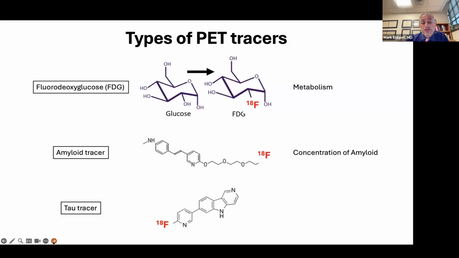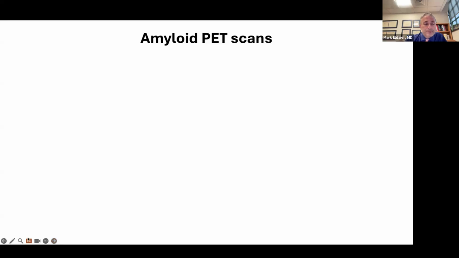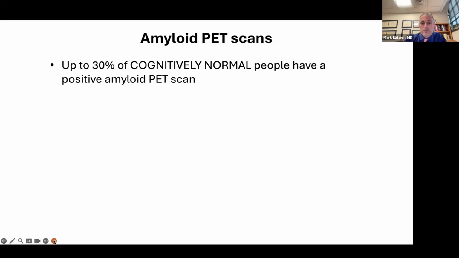So there's a third tracer that's become very important, and that's called a tau tracer. So that's the other protein. Again, it's radioactive, and you give it and you can get a concentration of tau. So tau is interesting. I'm going to tell you why in a couple of slides. But first, we'll talk about the amyloid PET scans, because the amyloid is going to show us the amount of amyloid that's in someone's brain.